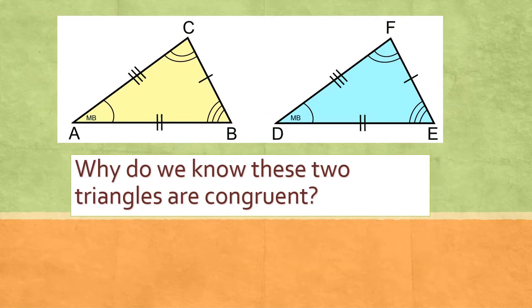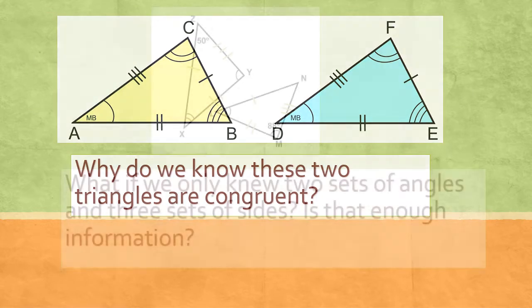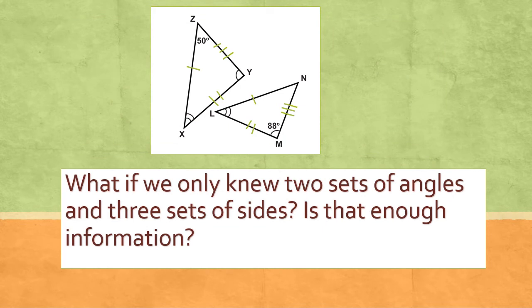Again, why do we know these two are congruent? Because every corresponding piece is marked congruent. So on here, what if we only knew that two angles and all sides are? What's nice is that we do have all corresponding sides marked. We have a single, double, triple in each triangle for tick marks. That's great. The triangles aren't touching, so we can't use the vertical angles theorem. We can't use the reflexive property, anything like that. But do we have enough information to prove these congruent? And the answer is yes, we do.